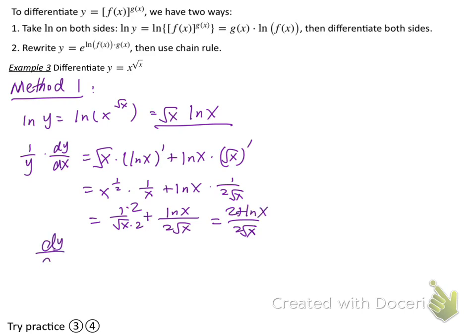Finally, my dy/dx equals y times the 2 plus ln x over 2 square root of x, where y is x to the power root x, times 2 plus ln x over 2 radical x. These are all computations, but the key here is you take ln on both hand sides so that you can bring down the exponent to the base level.